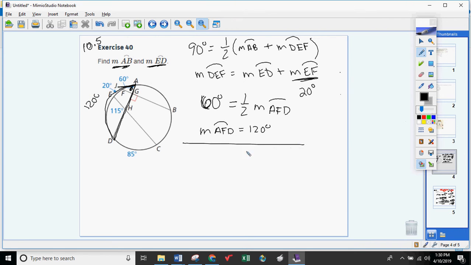Okay. Now let's see. Is there a way that I can figure out what arc ED is? And now what I'm going to do is use this little information right here. So I'm going to change my highlighter and see if you can see this with me, and I'm going to put it all together.